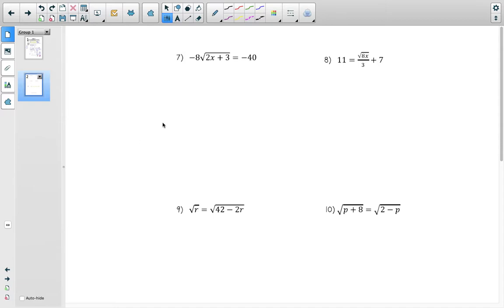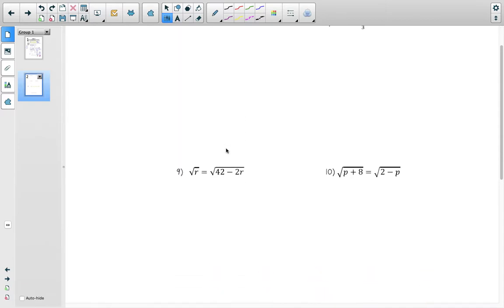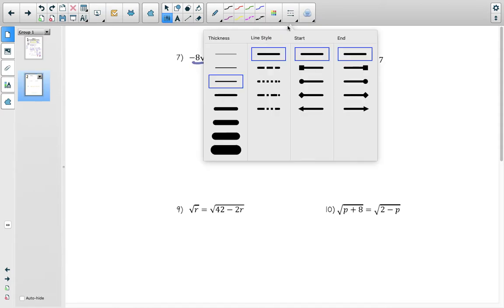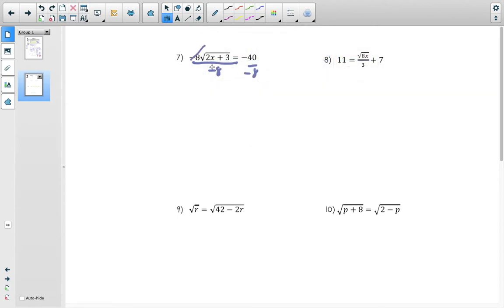I am going to do every single one of these examples. There's only 4 of them, just because they are all different scenarios. So in this one, we have to get rid of that negative 8. Ooh, that's way too thick a marker. Let's go to this. Okay, so negative 8, those cancel out, and that gets you the square root of 2x plus 3 equals 5. We square root both sides, and we go.